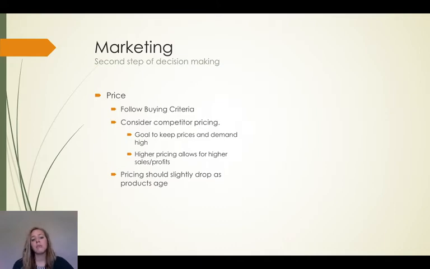For marketing, we set the price and we based that upon the buying criteria as well as the competitor pricing. Our goal was to keep prices and demand as high as possible to create more profitability. And then throughout the years, we would slightly drop the product's price as the product aged.